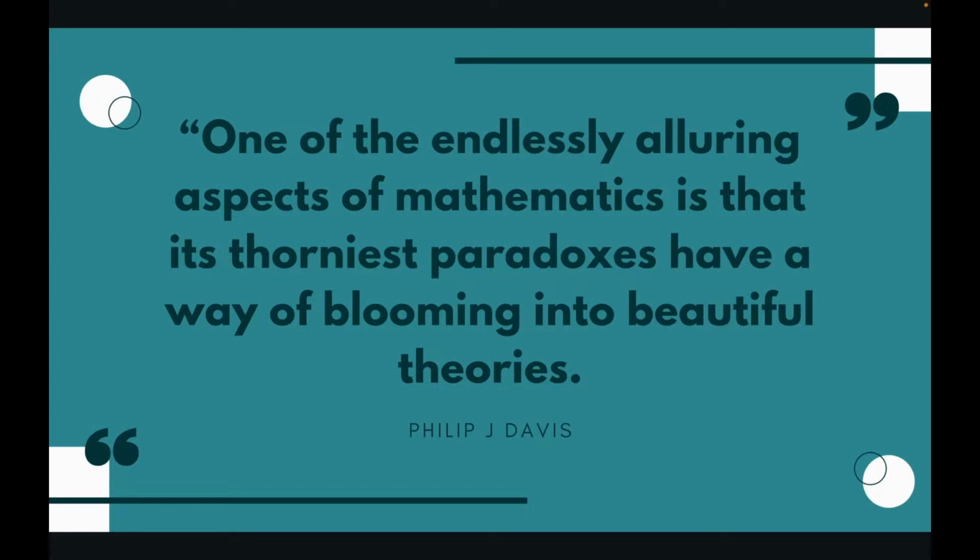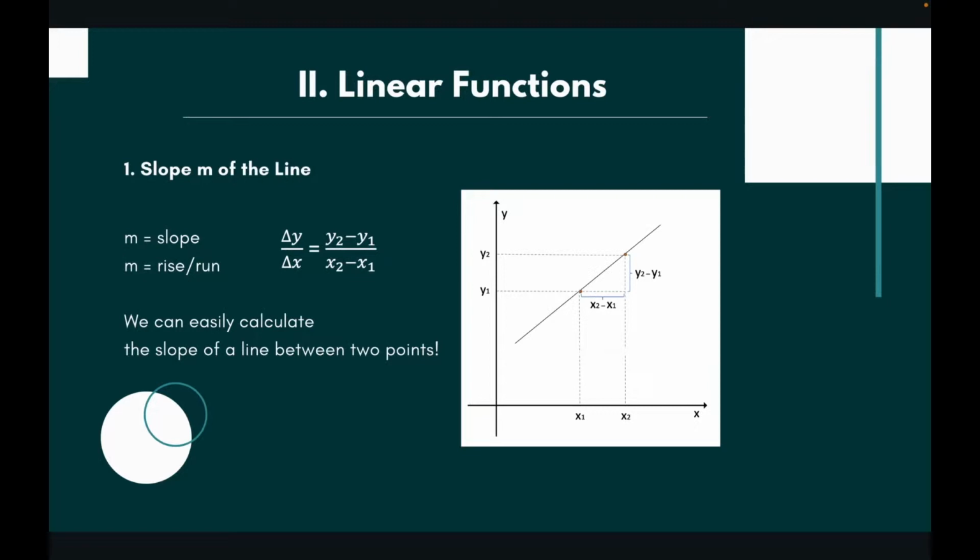The quote of the day is from Philip J. Davis, an applied mathematician from Massachusetts. He says, "One of the endlessly alluring aspects of mathematics is that its thorniest paradoxes have a way of blooming into beautiful theories."